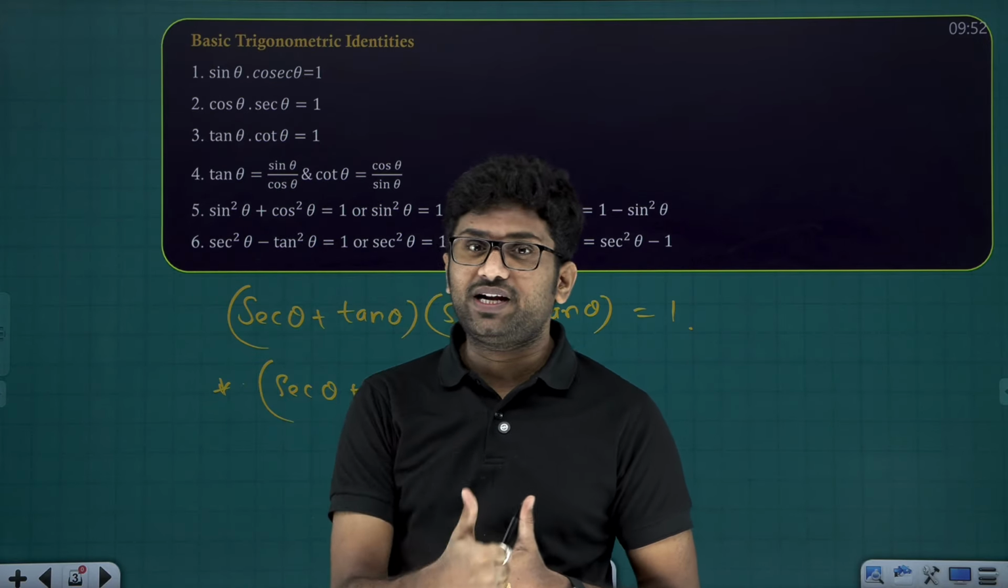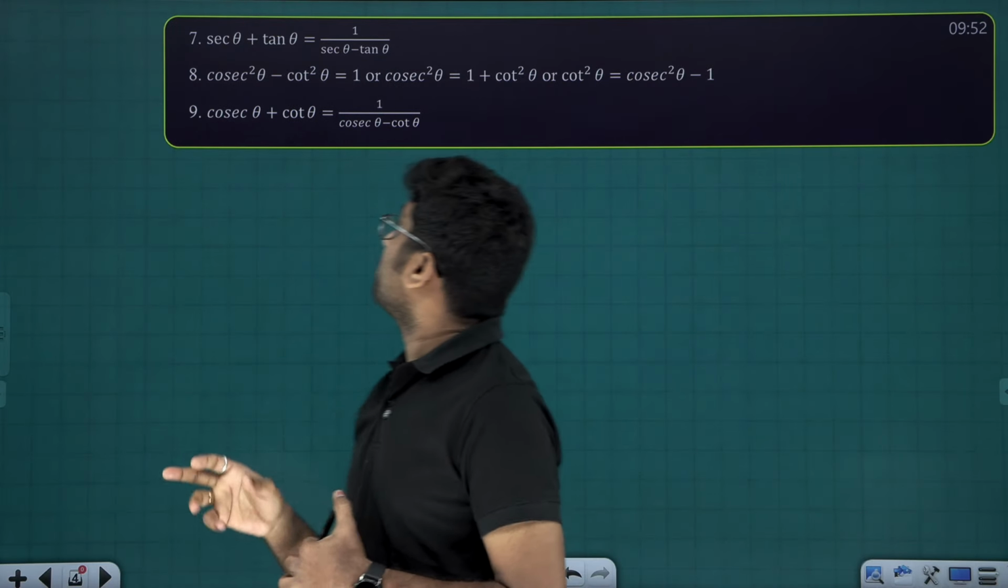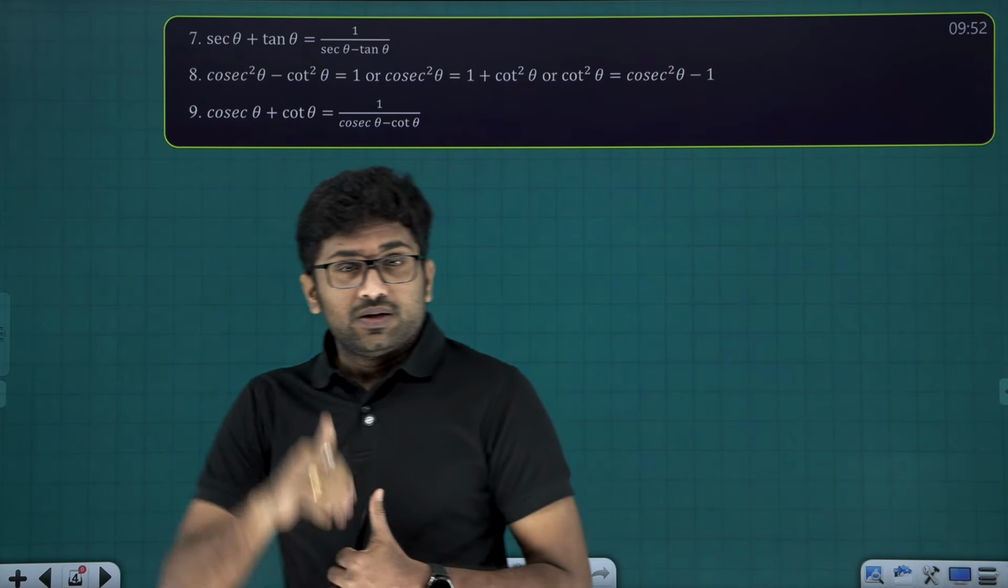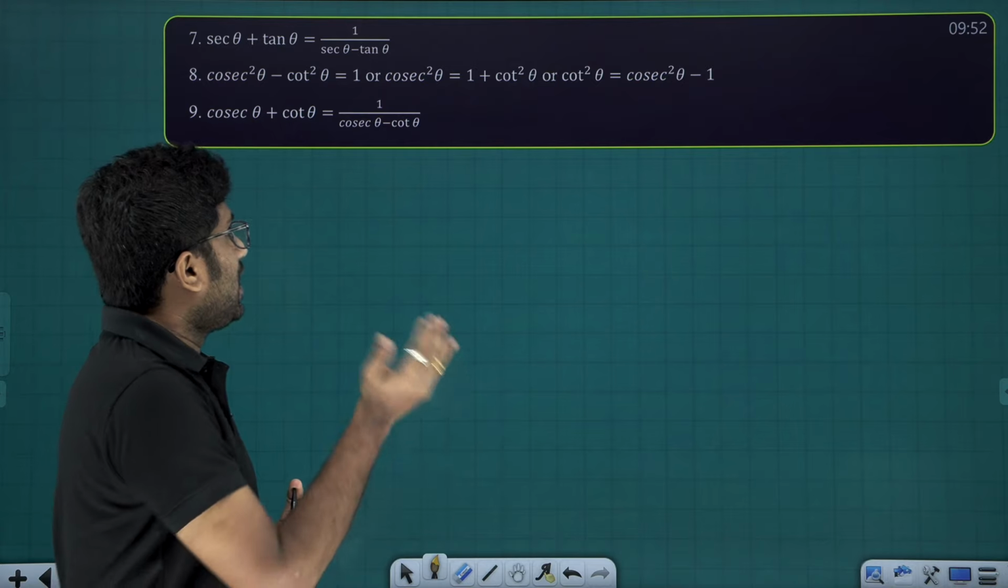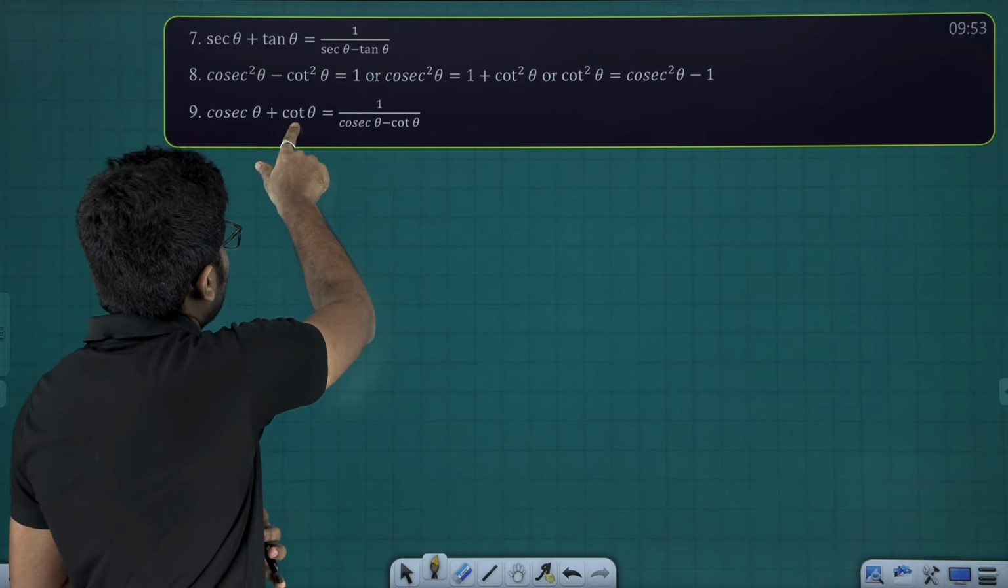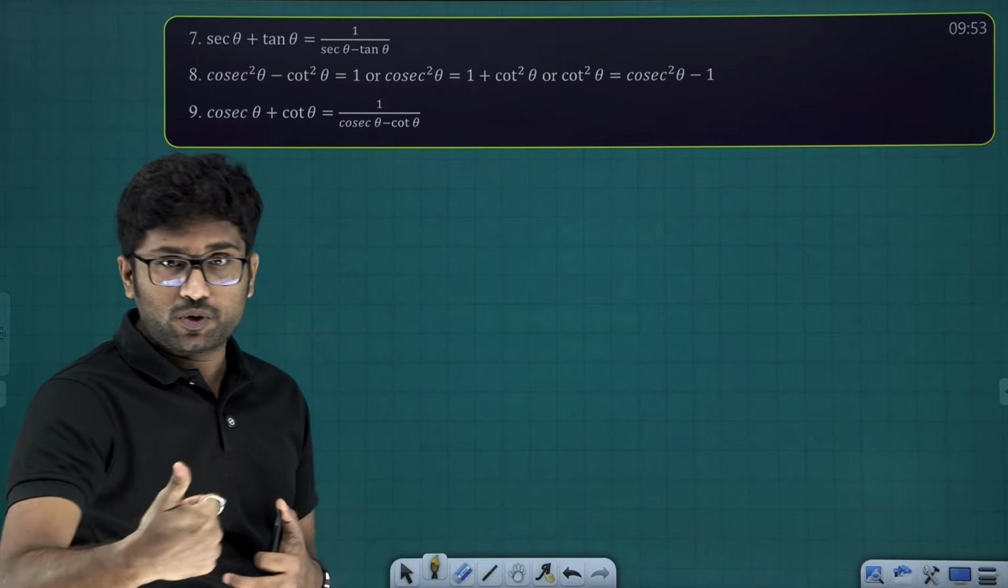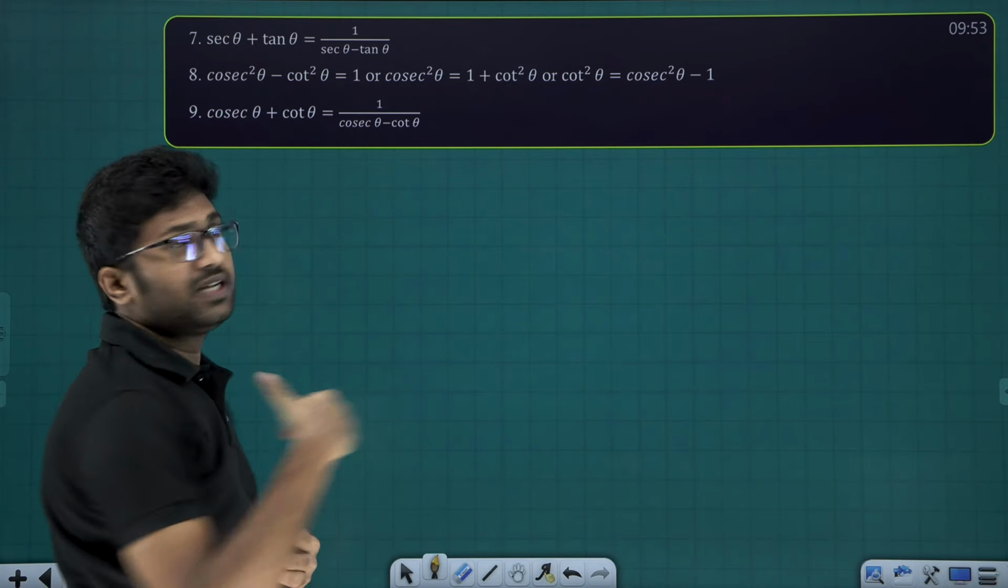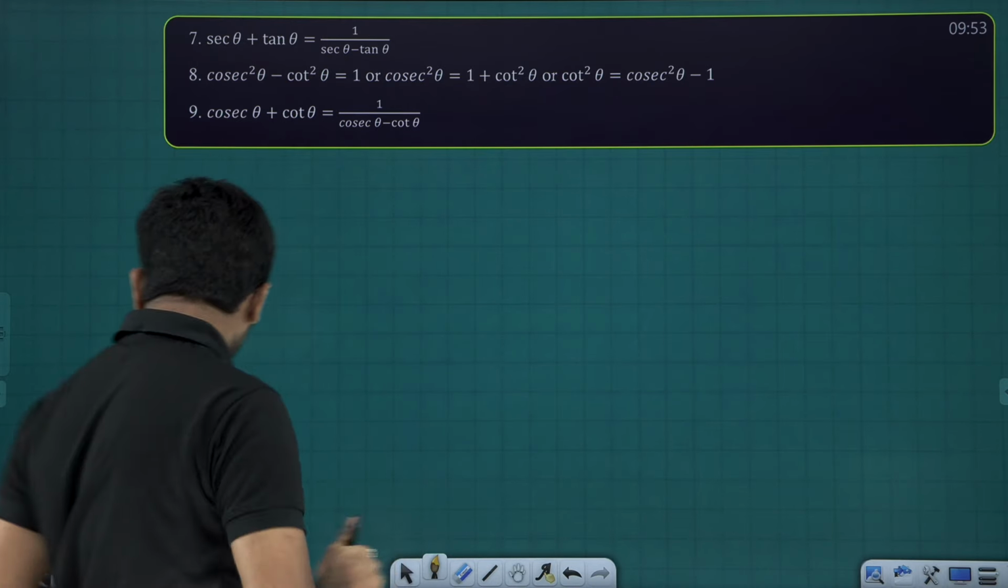In the same way, the third identity that we have is cosecant square theta minus cot square theta is 1. So cosecant square is 1 plus cot square theta, and cot square theta is cosecant square theta minus 1. Same as I said, cosecant theta plus cot theta and cosecant theta minus cot theta are reciprocal to each other. Secant plus tan and secant minus tan are reciprocal to each other.